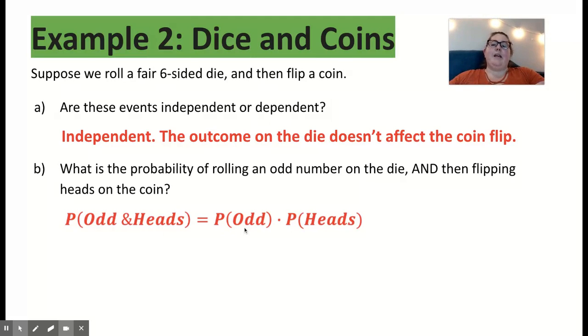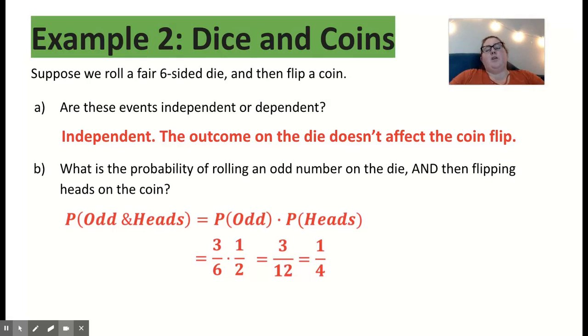So probability of getting an odd on a die, there are 3 sides on a die that have an odd number, 1, 3, and 5, out of 6 sides total. So 3 out of 6, times the probability of getting heads on a coin, there's 1 heads out of 2 sides total, so 1 out of 2. With fractions, we multiply the top, multiply the bottom, so 3 out of 12, which reduces to 1/4, or you would usually just put it as a decimal, so 0.25.